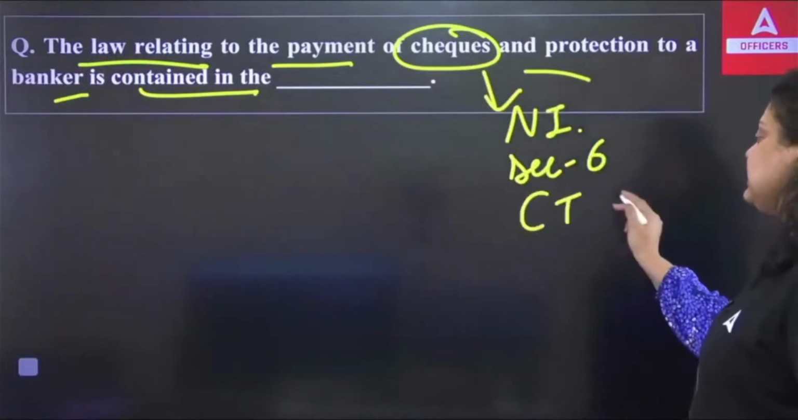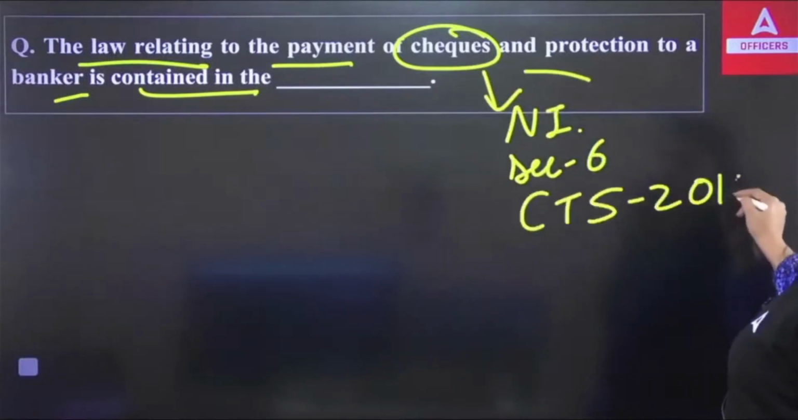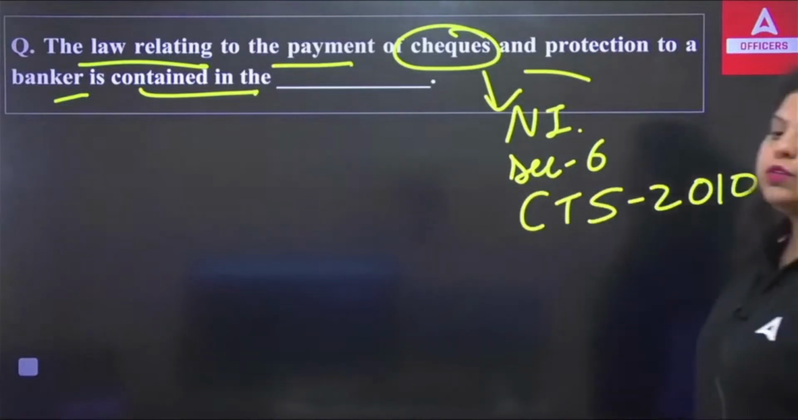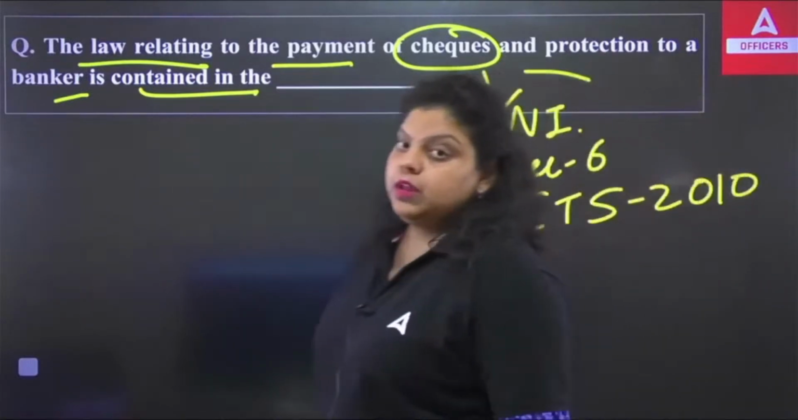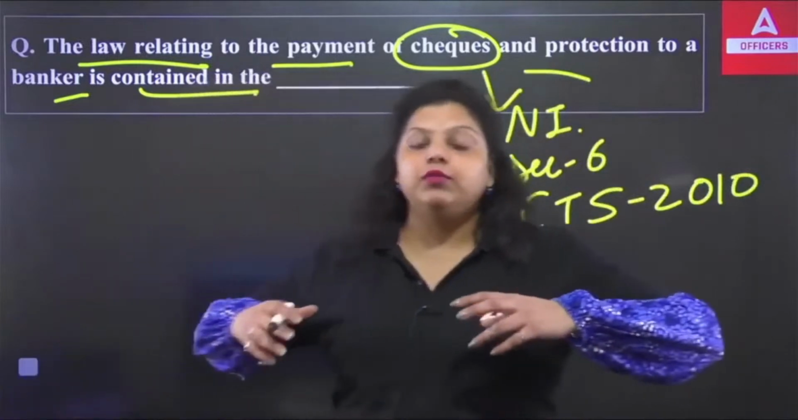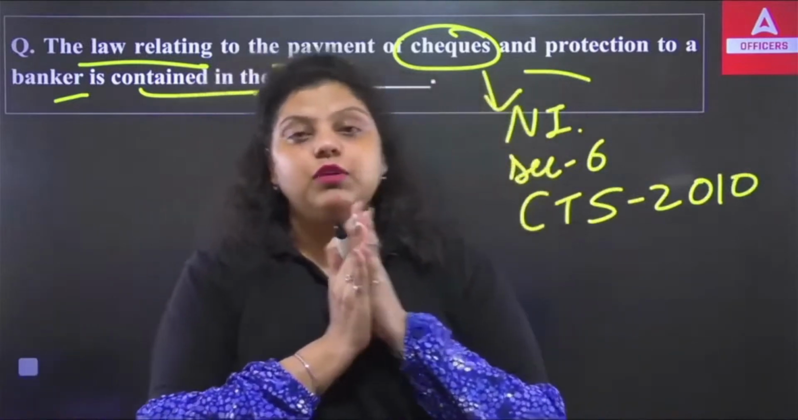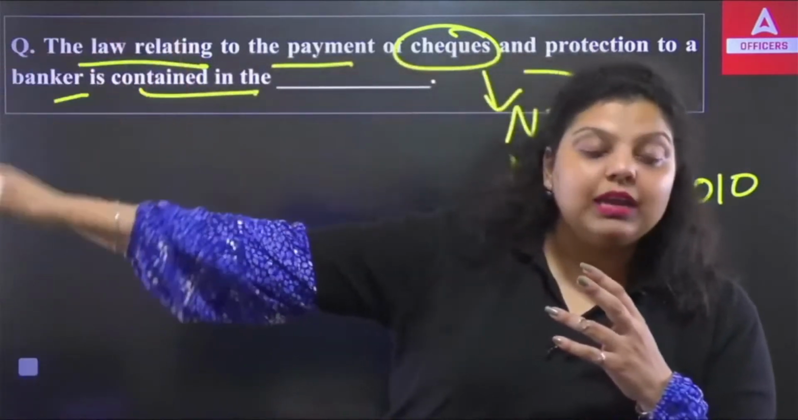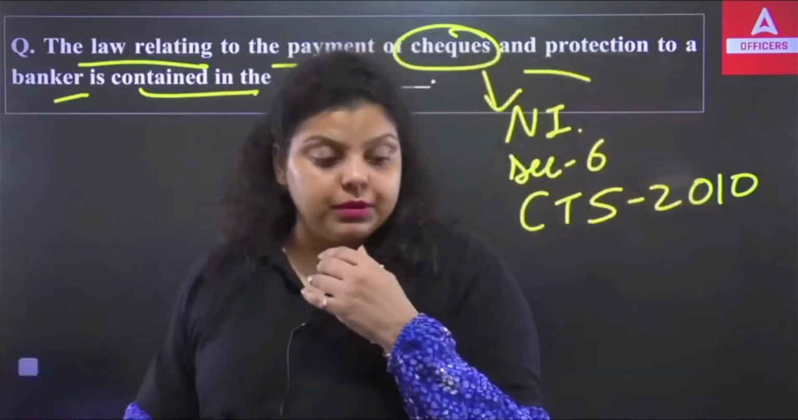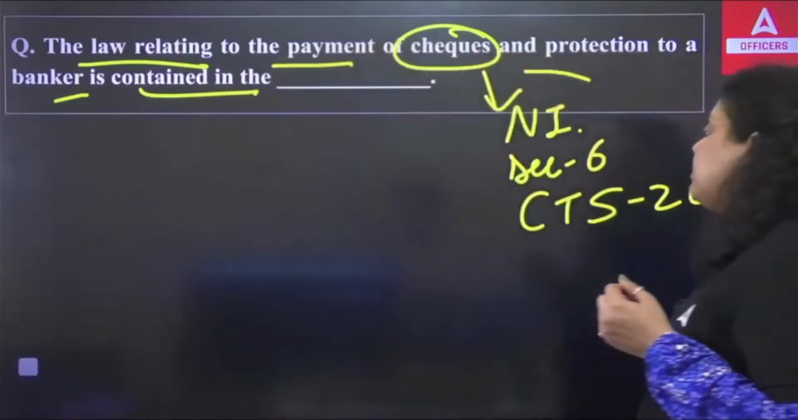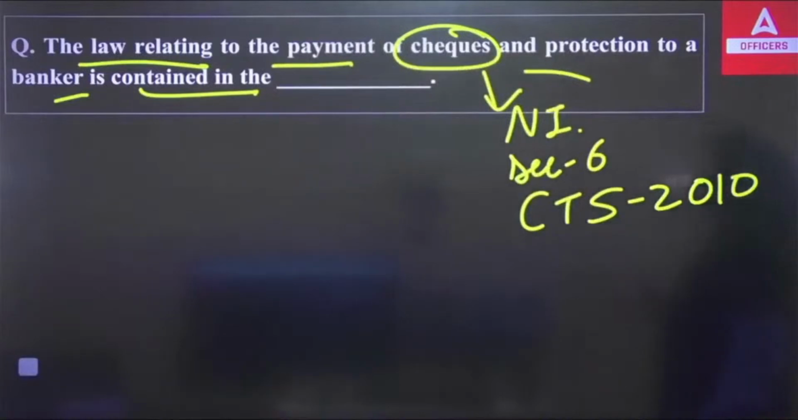Now we have CTS, the check truncation system, which was introduced to stop the physical movement of a check. Earlier, we had to physically move the check from one place to another to make the payment possible. But now we do not have to physically transfer the check. Only an electronic image of the check will work, and you will be able to get the money of the check in that situation.